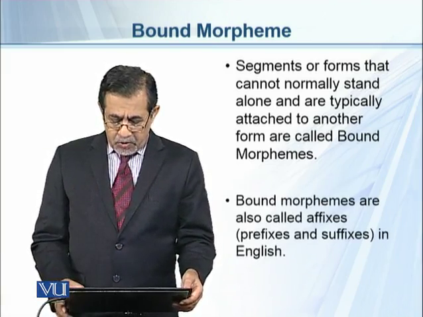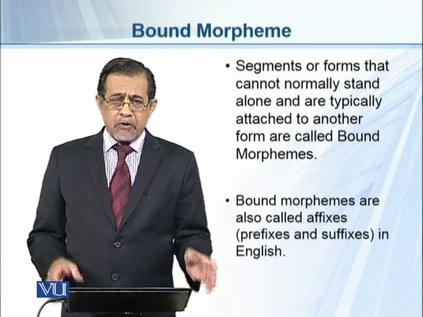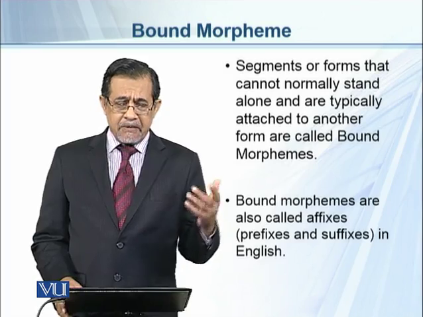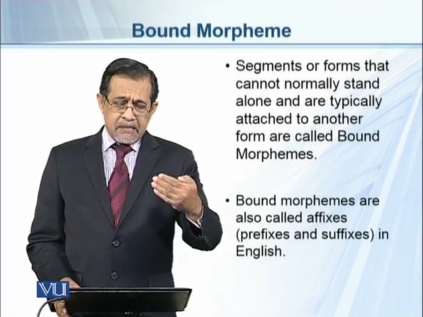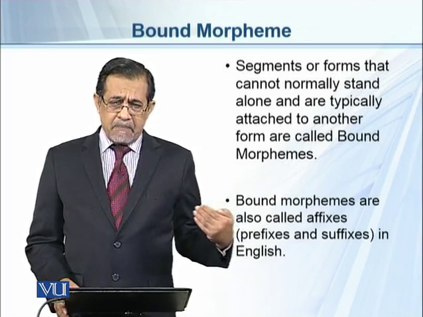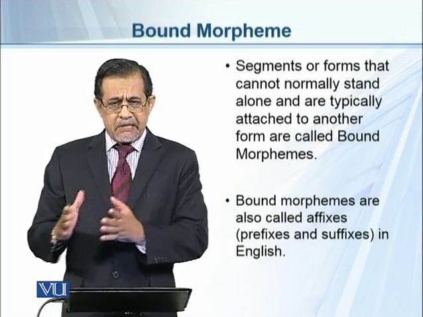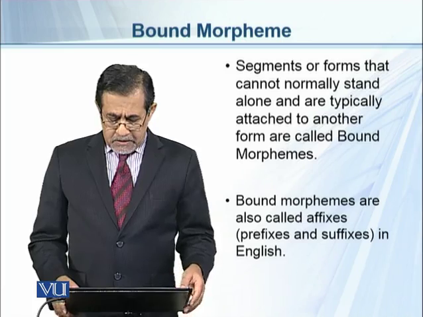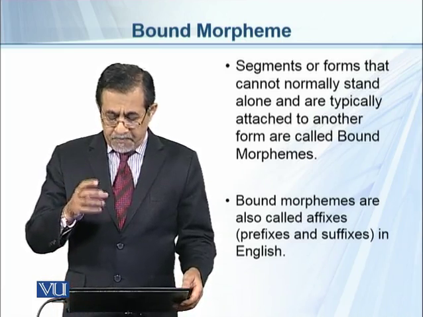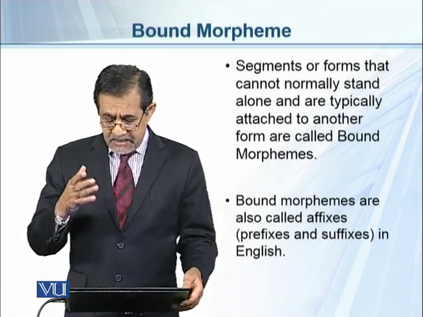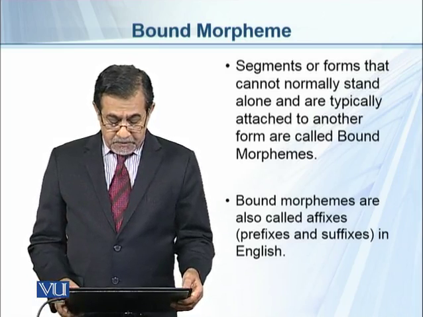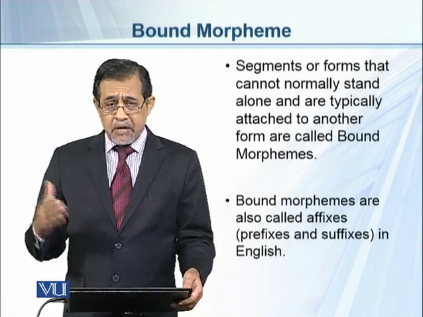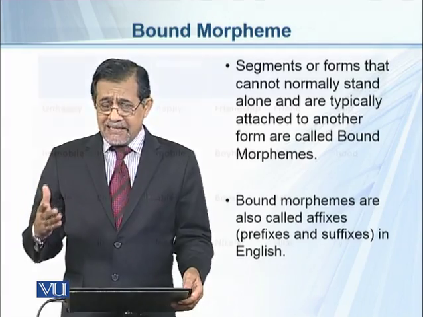Bound morphemes are also called affixes. So affixes can be of different types. For example, some affixes come before the stem, some affixes go after the stem, right? So we have prefixes and suffixes in English, which come before, like re, and which come after, like ist.